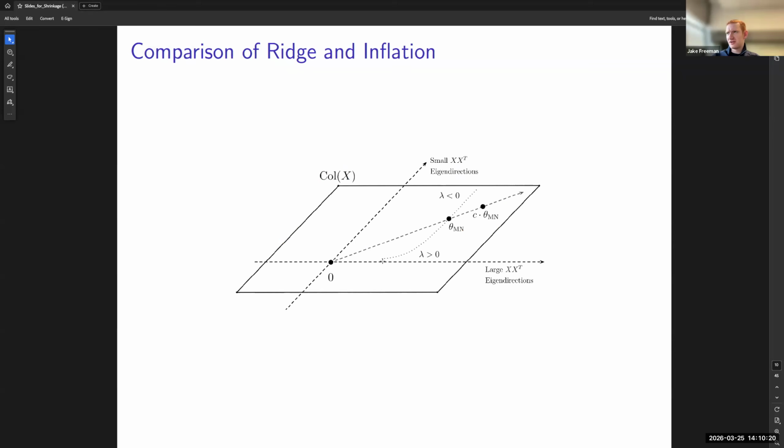So this is the diagram that shows how this thinner line here is the ridge regression, how it looks negative and positive parameterized, and then obviously inflation just on this line. And this is how it affects the eigendirections. Inflation is equal for all the eigendirections, and the ridge acts much more strongly on the smaller directions when it's negative, and obviously on the larger directions when it's positive.